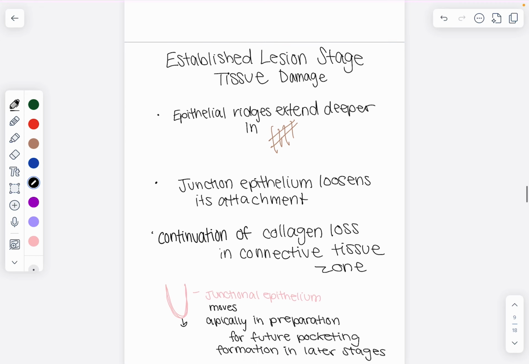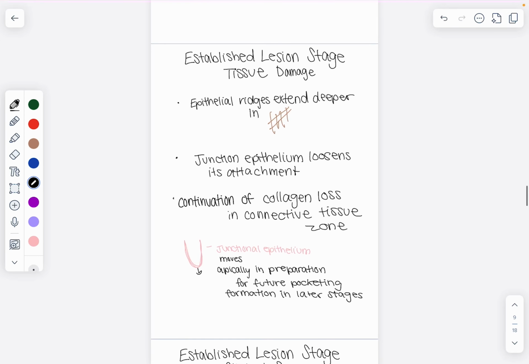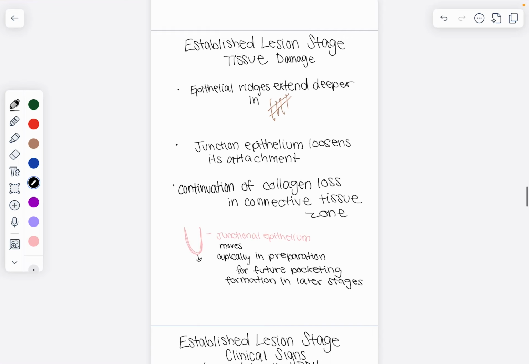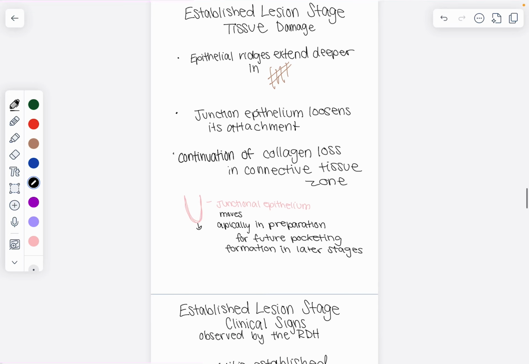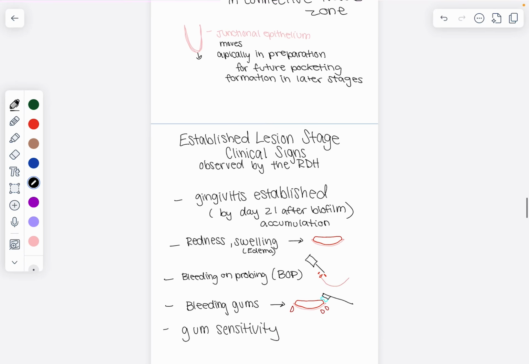damage. The epithelial ridges extend deeper in the connective tissue. The junctional epithelium loses its attachment. Continuation of the collagen loss in the connective tissue zone and junctional epithelium moves apically in preparation for future pocketing and formation in later stages.